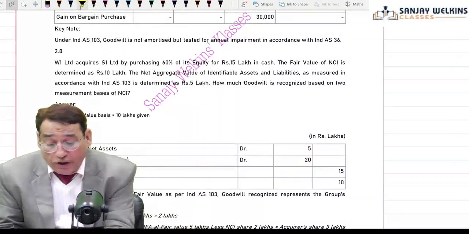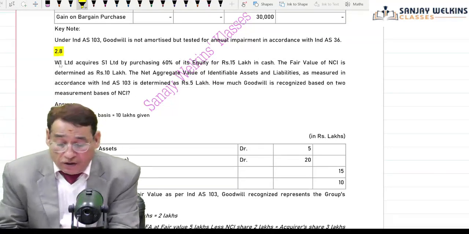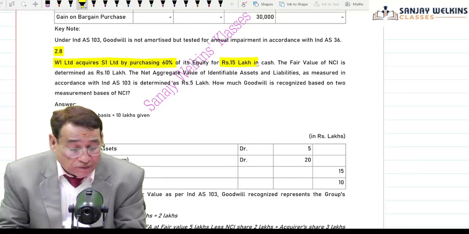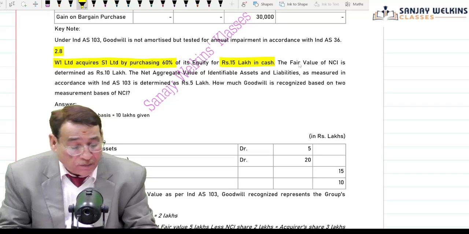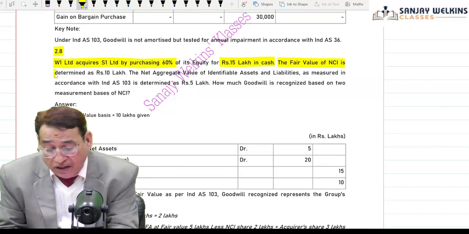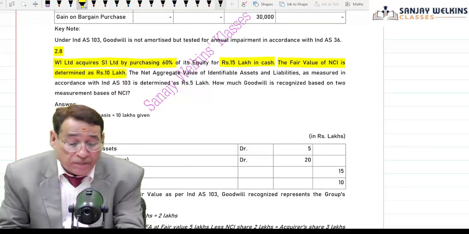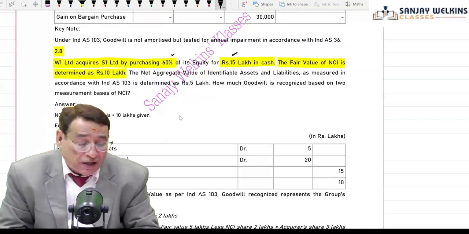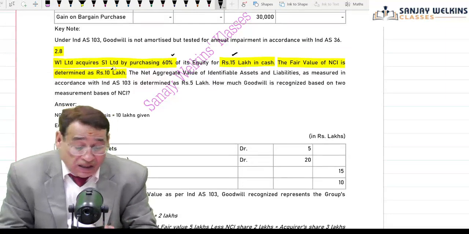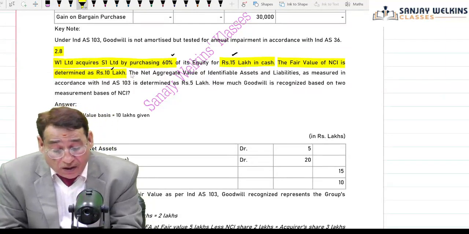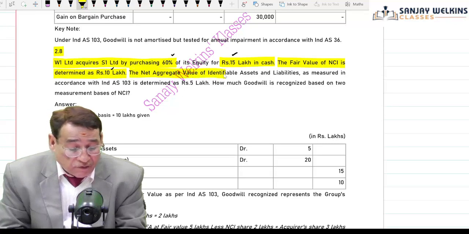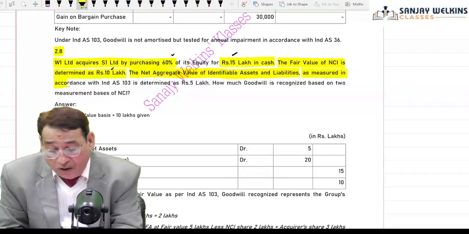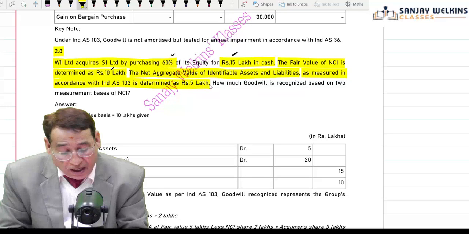Then coming over to 2.8, in this particular question, it is given that W1 Limited acquires S1 Limited by purchasing 60% of its equity for rupees 15 lakh in cash. So this time you are acquiring 60%. Fair value of NCI is determined at rupees 10 lakh. Now it is given that the net aggregate value of identifiable asset and liability, that means net assets, as measured in accordance with Ind AS 103 is determined at rupees 5 lakh.